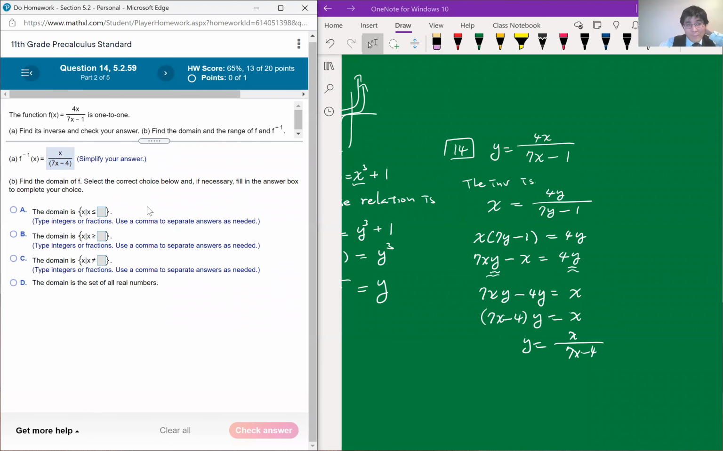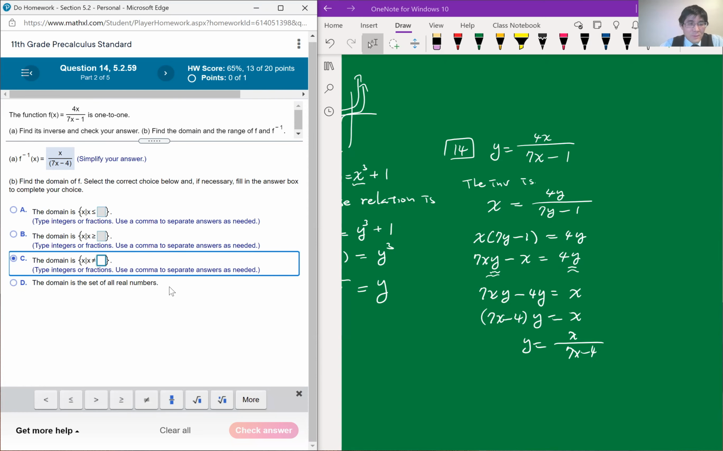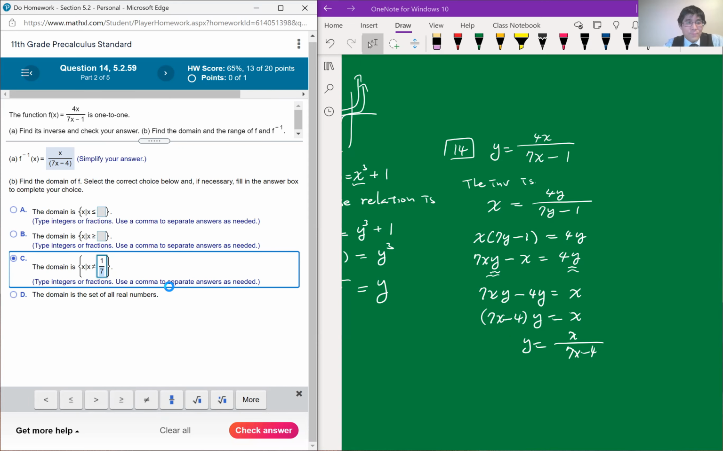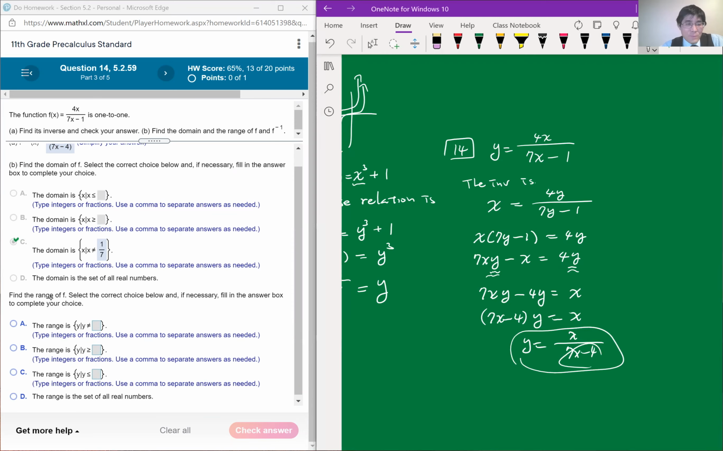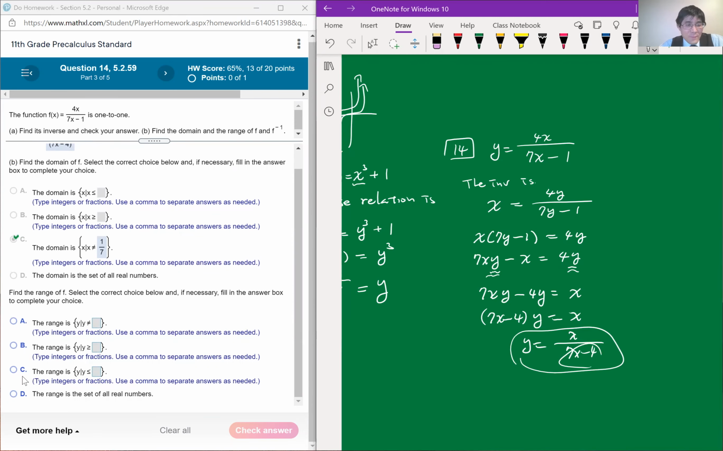Now the domain of f is found just by looking at this expression. The domain of the function is any number except a value which makes the denominator 0. So everything is okay except 1 over 7. Now the range of f is the same thing as the domain of the inverse function, so anything except 4 over 7.